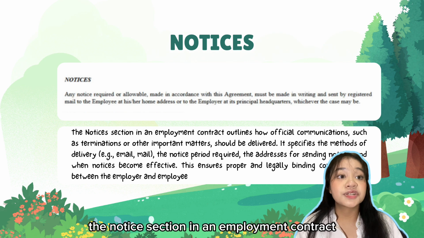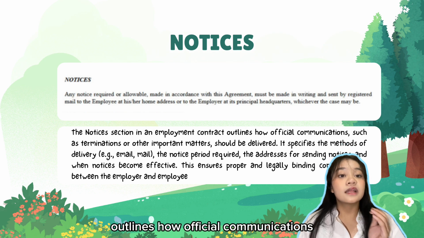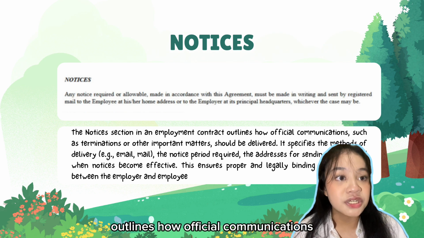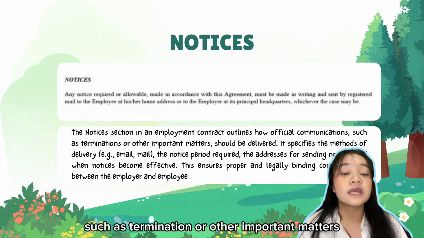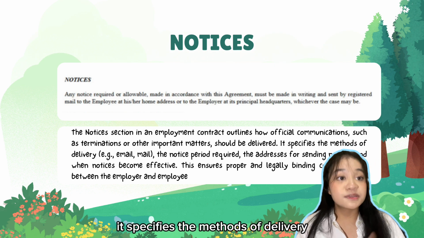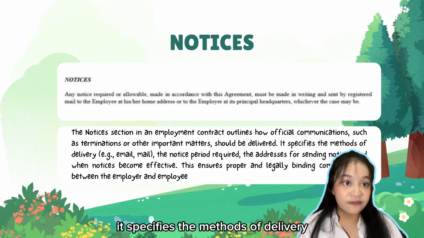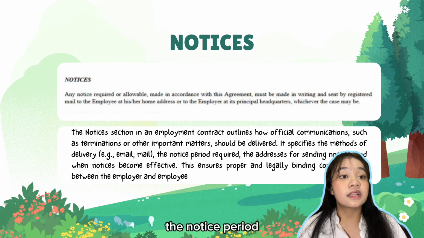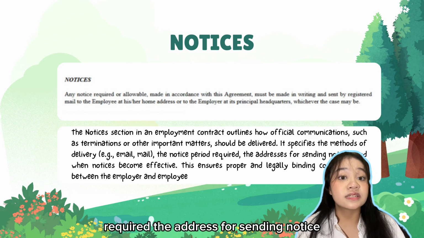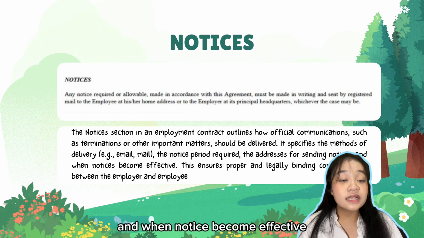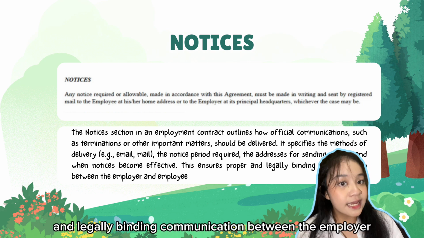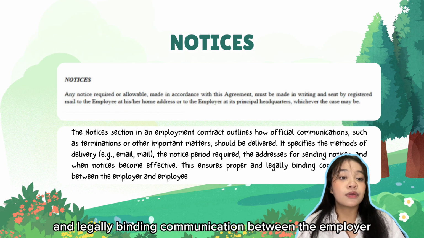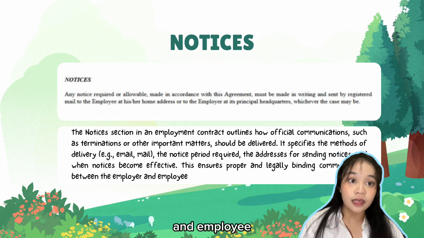The notice section in an employment contract outlines how official communications such as termination or other important matters should be delivered. It specifies the methods of delivery, the notice period required, the address for sending notice, and when notice becomes effective. This ensures proper and legally binding communication between the employer and employee.